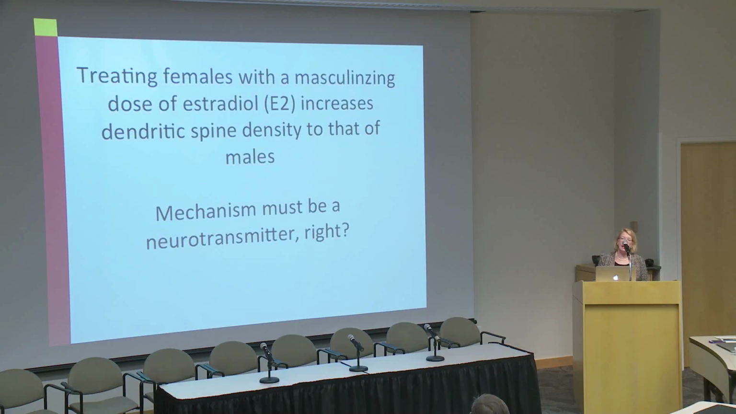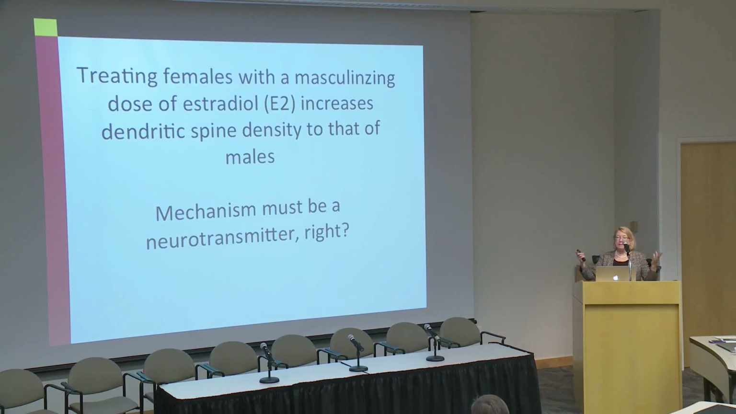And so we're neuroendocrinologists, so we showed very early on that treating females with a masculinizing dose of estradiol increases the spine density to that of males. And I just have to pause for a minute and remind you that testosterone is the pro-hormone of estradiol, and in our rodent systems, estradiol is the masculinizing hormone. So everybody thinks estradiol, female, female, female. In this case, you kind of got to reverse it and think male, okay? Because developmentally, estradiol is masculinizing in our rodent animal models.